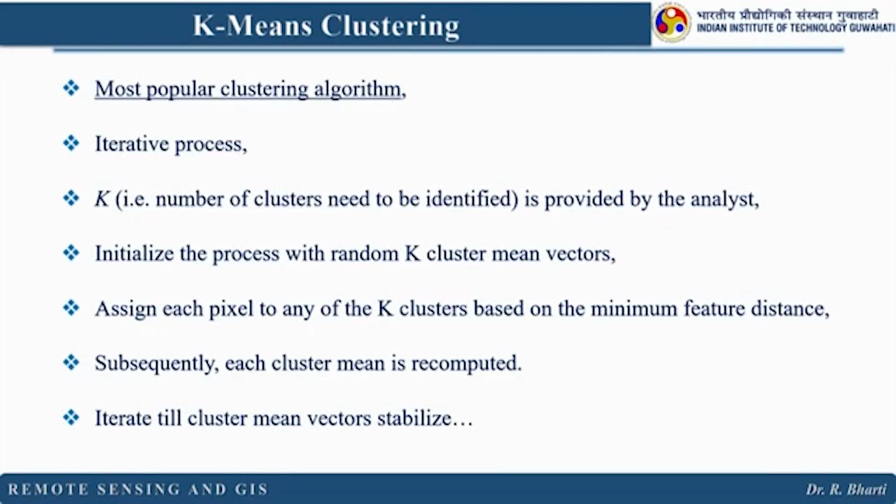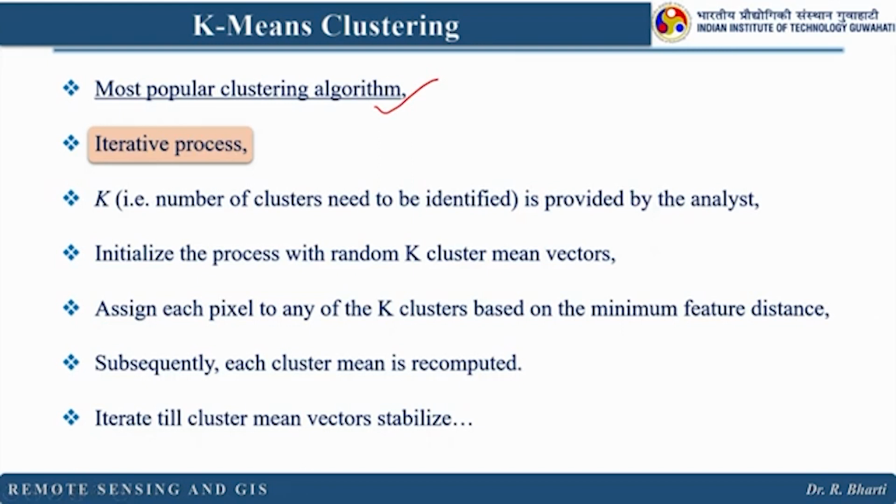So this is the most popular clustering algorithm in remote sensing, and it is basically an iterative process. Iterative process means, since this is an unsupervised classification, the system has to learn on its own. So in the first iteration it will learn maybe 10%, in the second iteration it will improve to 20, then third 50, then sixth 100%. It is possible. So it is an iterative process.